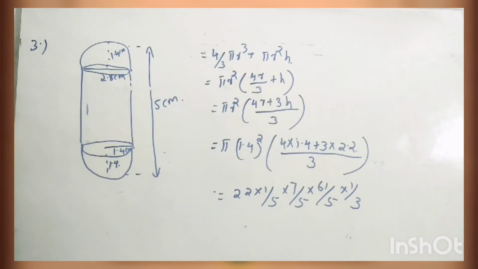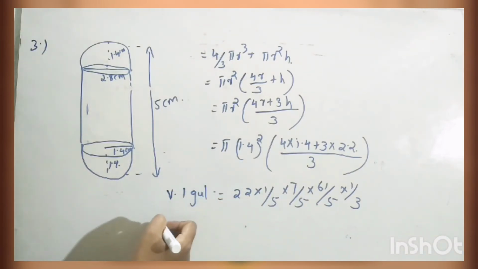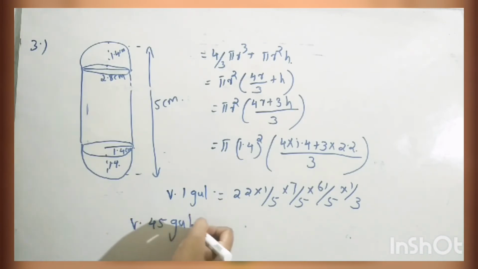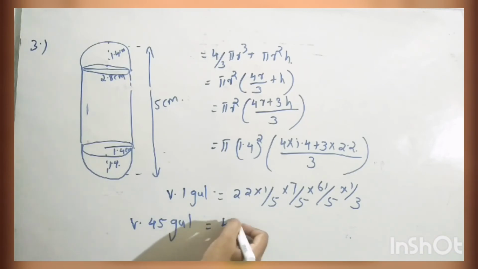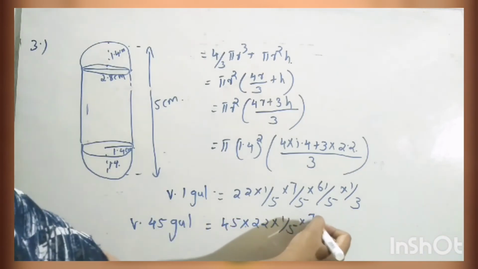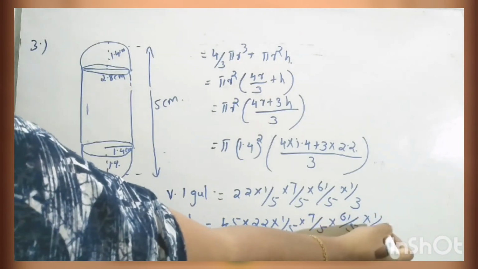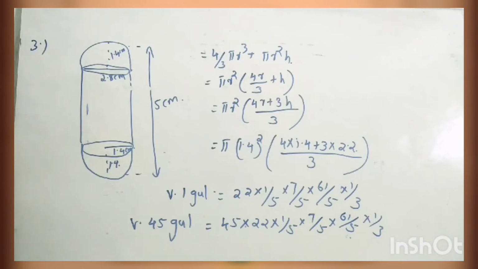This is the volume of one gulab jam. Then what will be the volume of 45 gulab jams? That is 45 into 22 into 1 by 5 into 7 by 5 into 61 by 5 into 1 by 3. We will get the volume of 45 gulab jams.